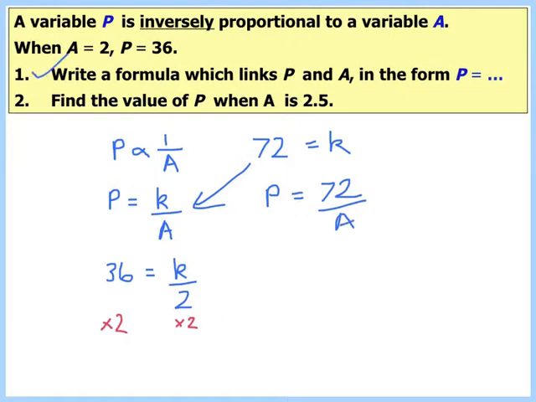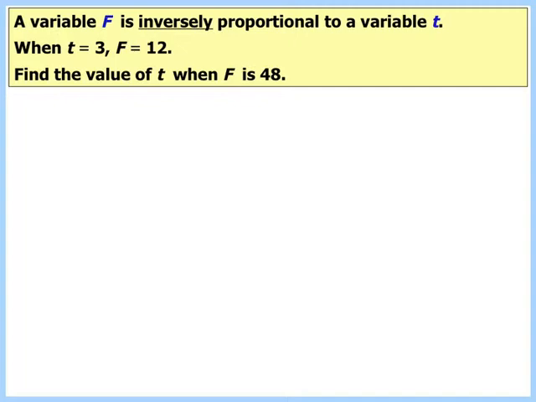And now, just like before, we need to actually use that formula that we've worked out to solve some problems. Find the value of p when a is 2.5. So when a is 2.5, so 2.5 is going in there. So I've got p equals 72 divided by 2.5, which gives me 28.8. Okay, last one.